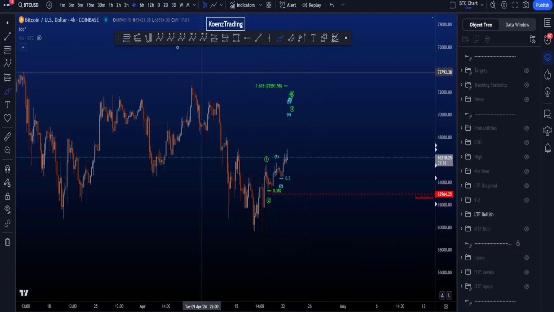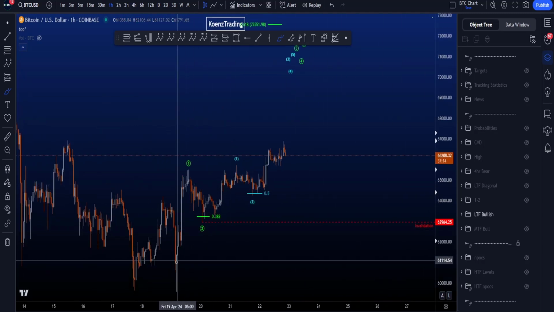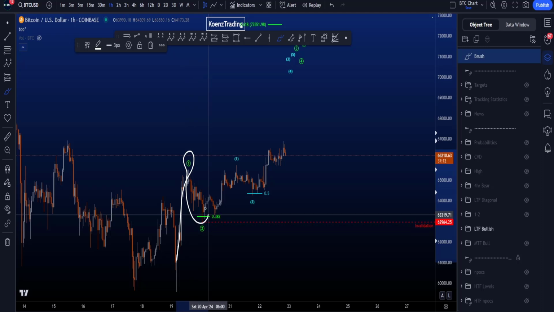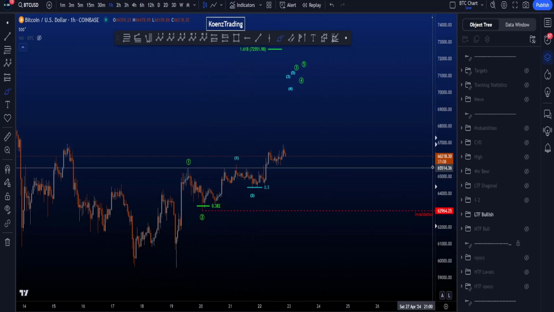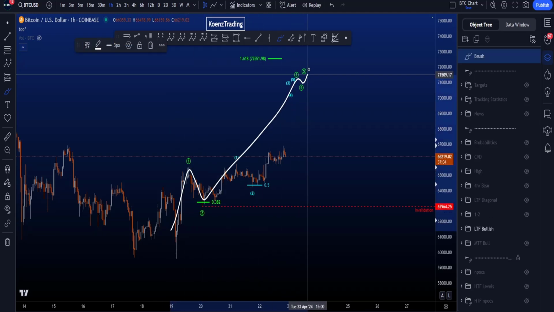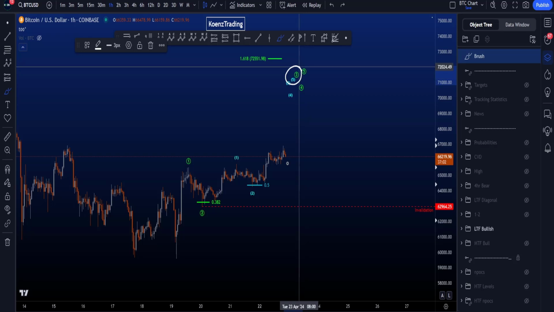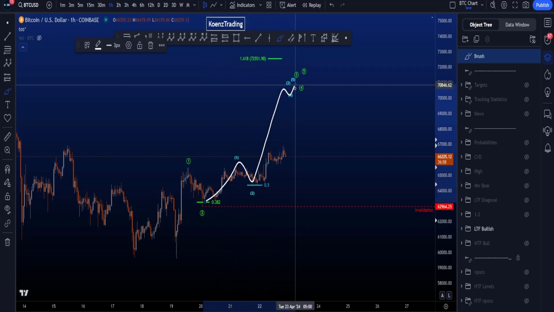looking for impulsive structures. On the 1-hour time frame, we have over here the potential of a finished 1-2, wave 1 and wave 2 in green, and then another 1 and 2 in blue. The higher degree Elliott wave count is the green count, 1, 2, 3, 4, 5, and then inside the green wave 3, we have the lower degree blue count, 1, 2, 3, 4, 5.